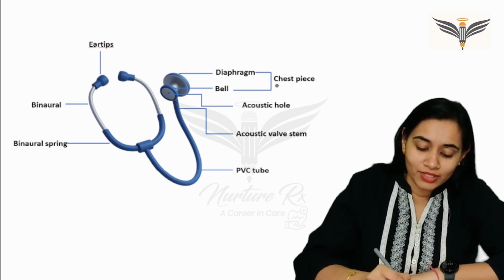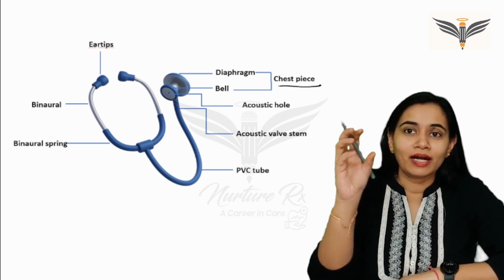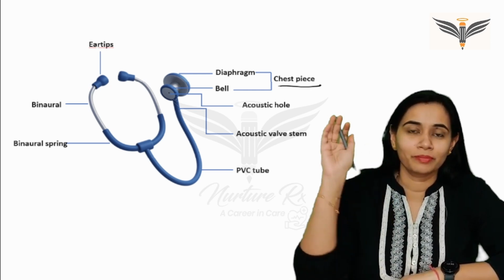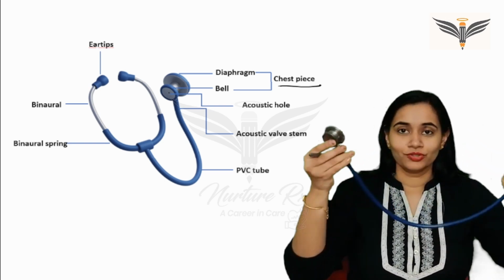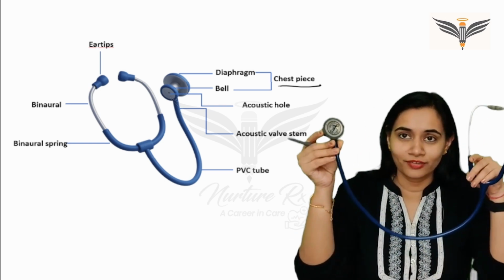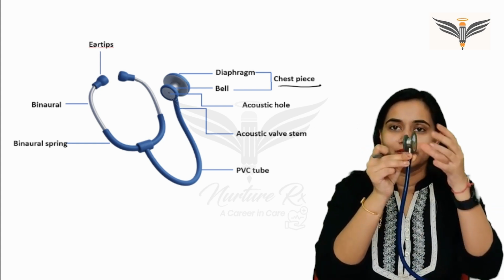So let's start with the chest piece. So what is the chest piece? Chest piece is the part that you keep on the chest of the patient. So let's see it along with an actual stethoscope. So you can see this is the stethoscope that we use. So this part is the chest piece.